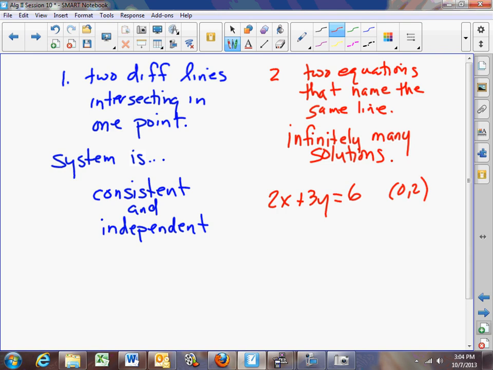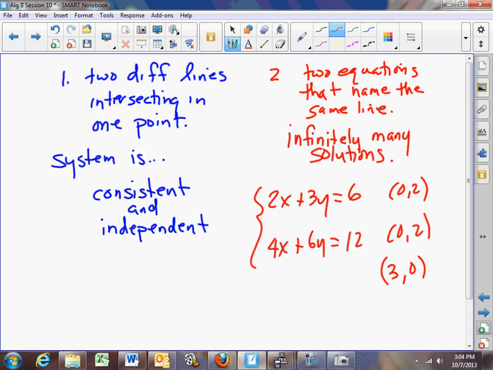And let's give ourselves a second line here. Let's do 4x plus 6y equals 12. Now, if you look at this closely, you can see what I just did was I multiplied through the first equation by 2. So (0, 2) is still a solution here. Also, the point, let's try (3, 0), is a solution to both of them also.